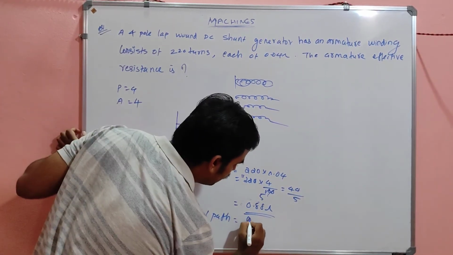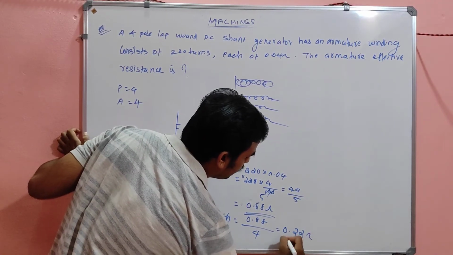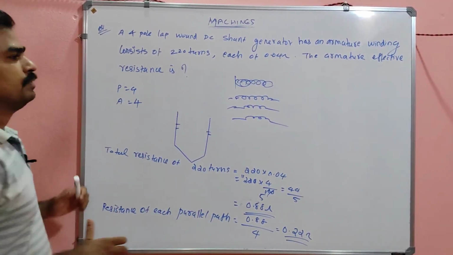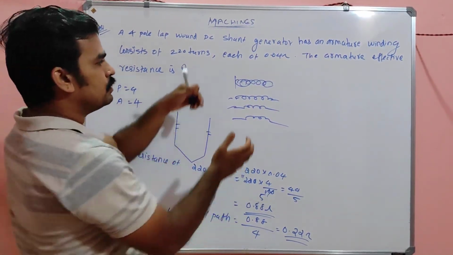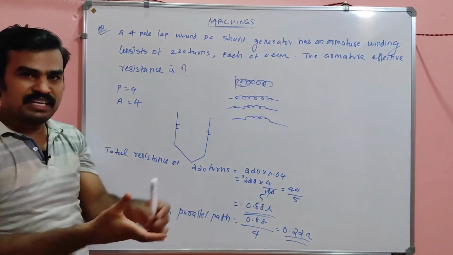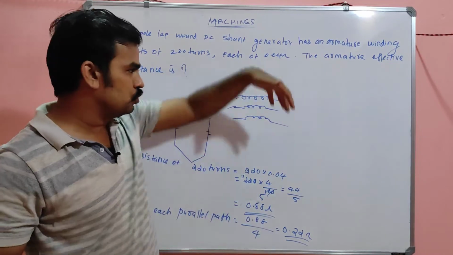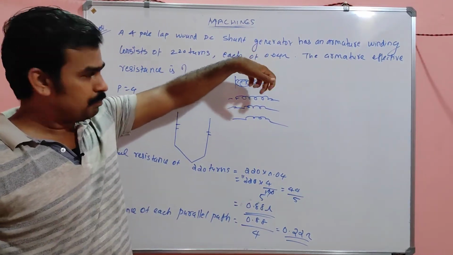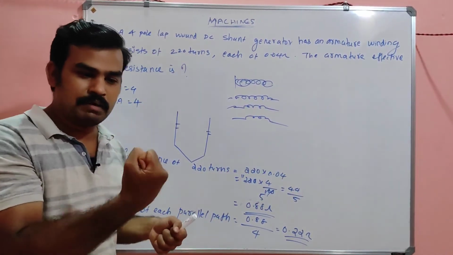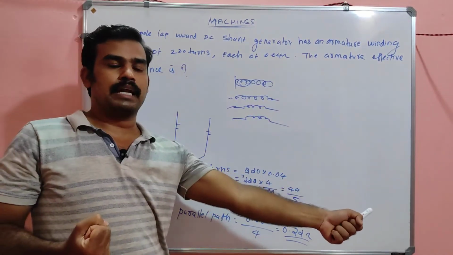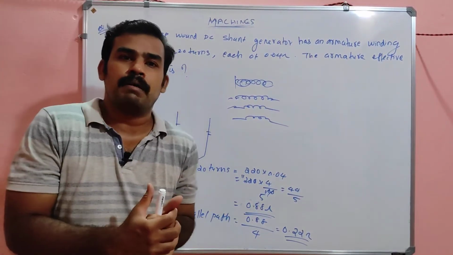What is the resistance of each parallel path? 0.88 by 4, 0.22, correct? So see, in total you have 0.88 ohm. You have to equally split it into 4 parallel paths, which means each winding consists of 0.22 ohm. Am I correct? 0.22 ohm resistance will be constituted for one bundle of conductor. Again 0.22 for another, 0.22 for another, and again 0.22 for another, so that everything sums up to 0.88.